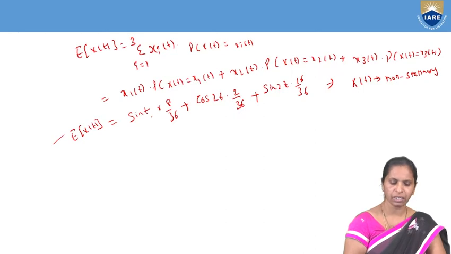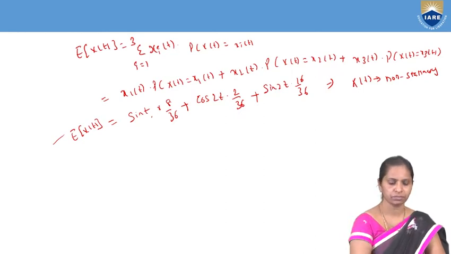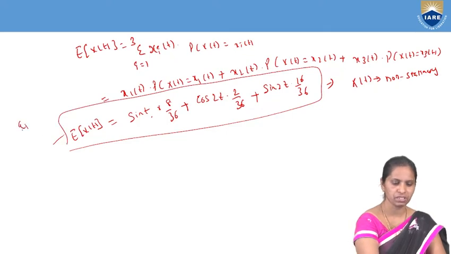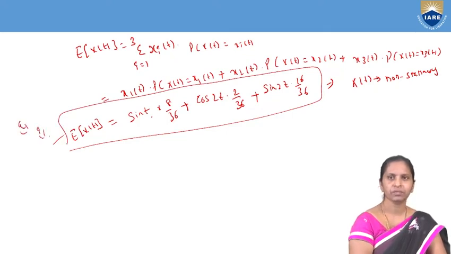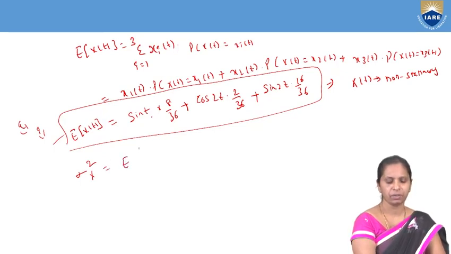Okay, next what you have to calculate? You have to calculate the variance. So this is the mean of the random process. So this is the first part. Okay, and what you have to calculate? You have to calculate the variance of the random process. So what is the variance of the random process?